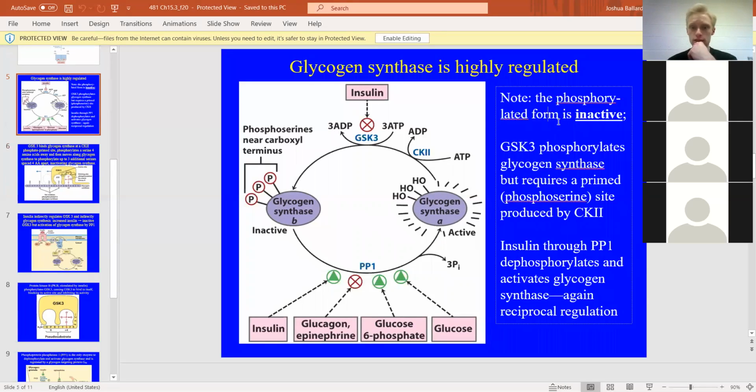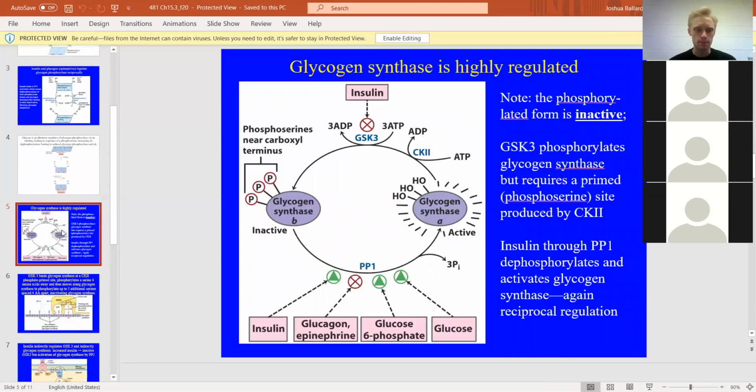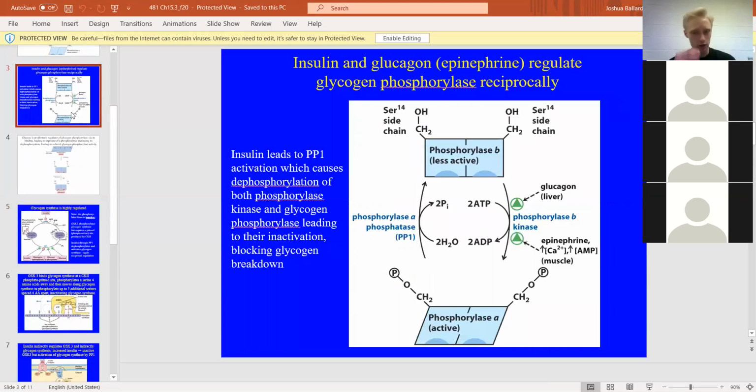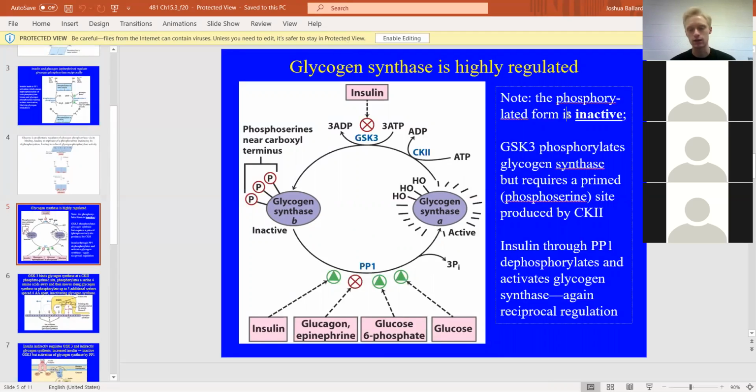In glycogen synthase, phosphorylation is inactive. So it's kind of the opposite of what we were going with as far as glycogen breakdown. In glycogen breakdown, if you phosphorylate something, it activates it. But in glycogen synthase, phosphorylation deactivates it, or rather, the phosphorylated form of glycogen synthase is inactive.